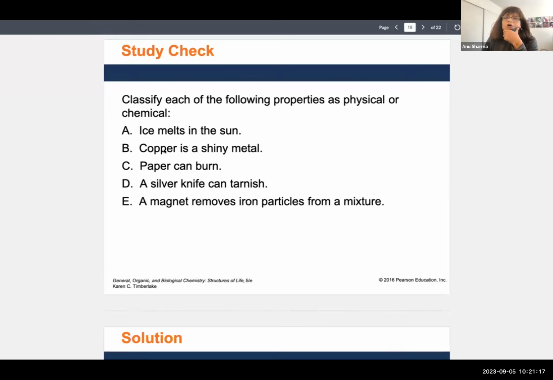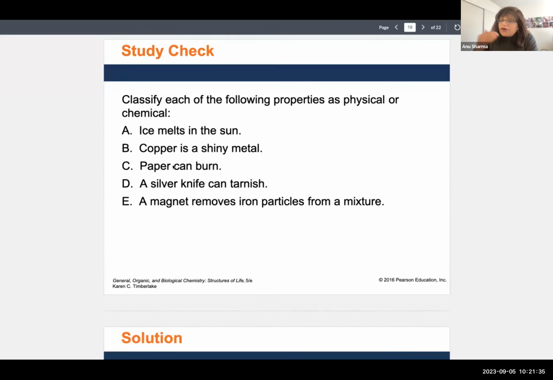Okay. Copper is a shiny metal. Physical or chemical? Physical. Very good. Next is the paper. Paper can burn. Is it a physical or a chemical property? Burning is always chemical. Okay.